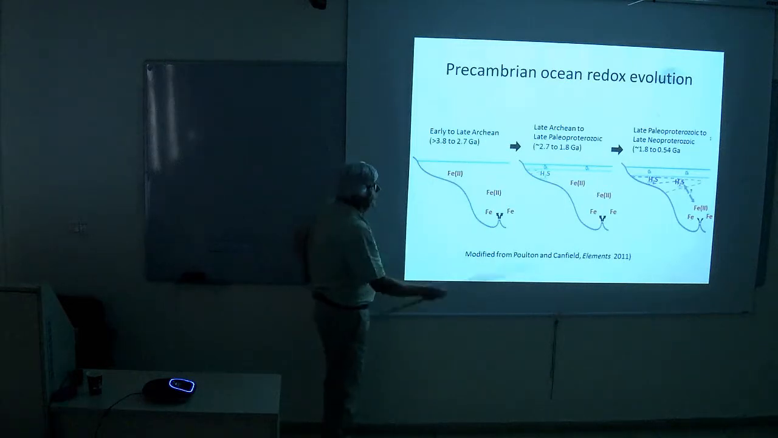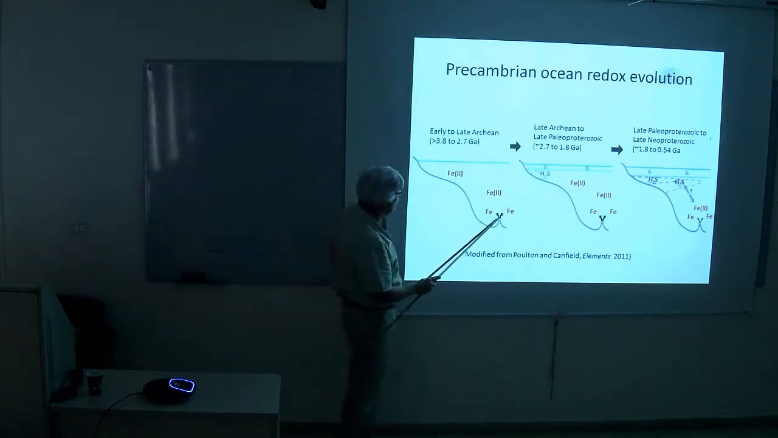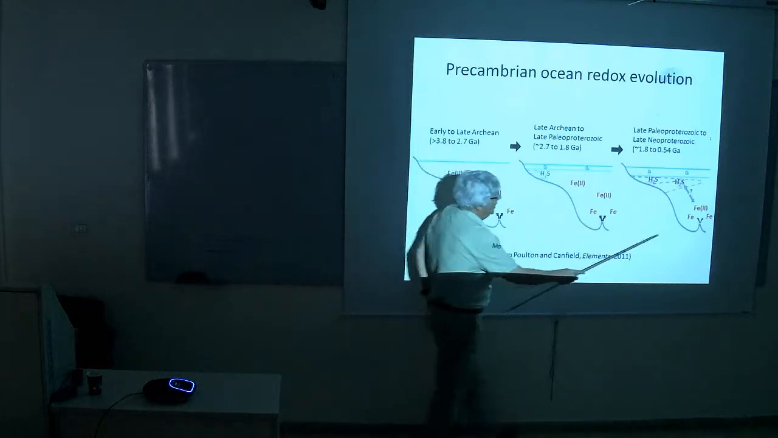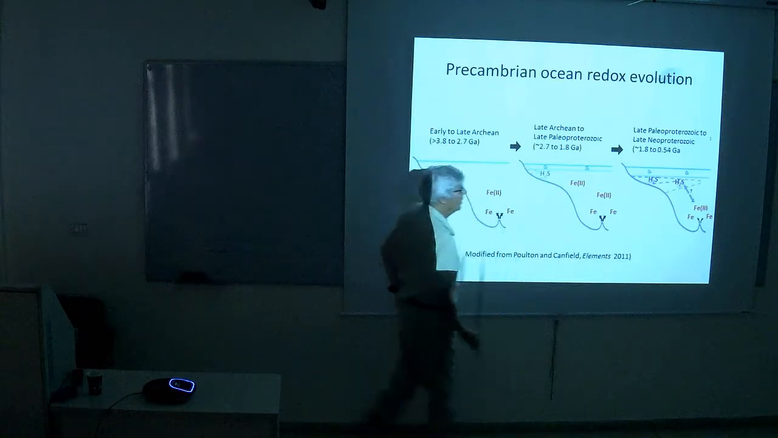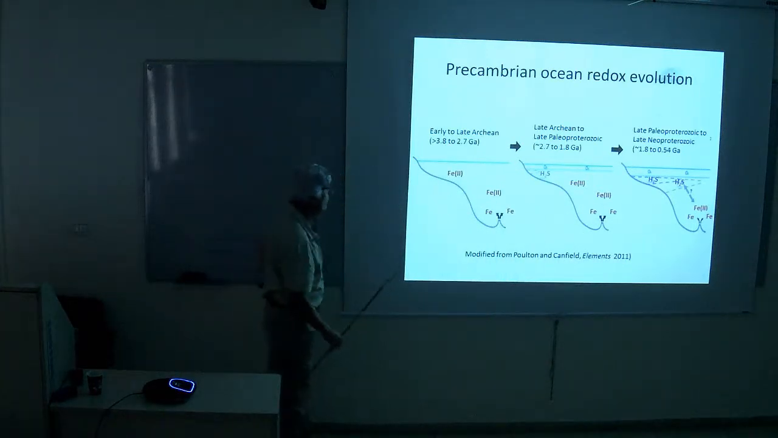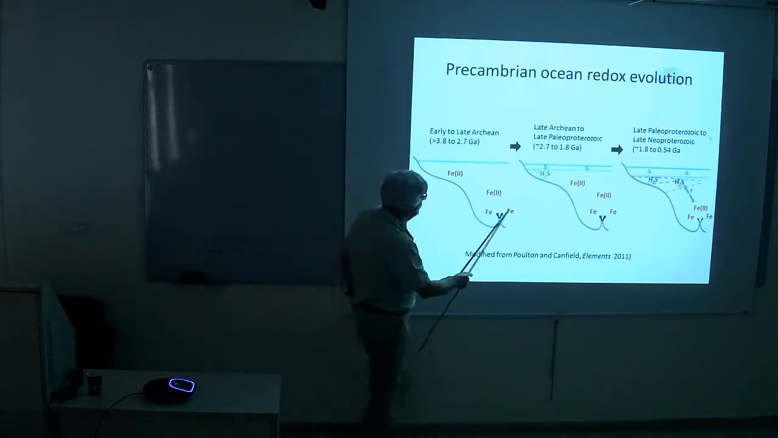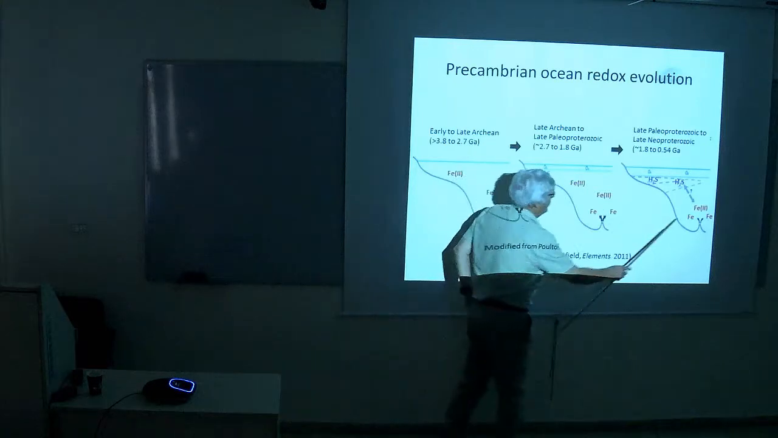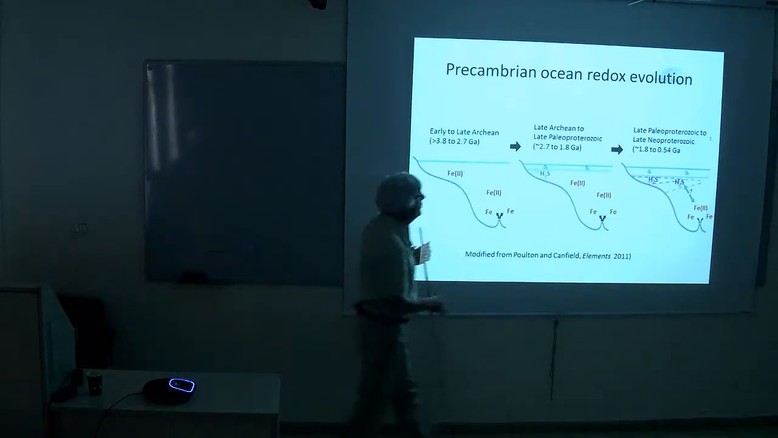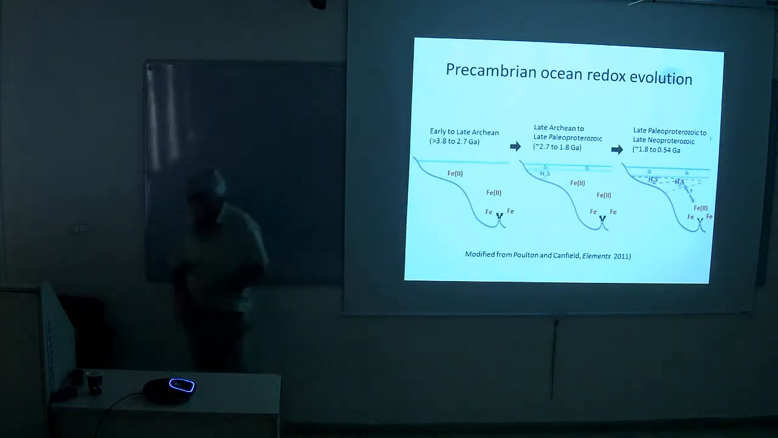Another point I want to note from this diagram is that the source of iron into these basins was assumed to be hydrothermal. From hydrothermal vents, from mid-ocean ridges, spreading centers, but the source was assumed to be hydrothermal. Now this, in fact, is not necessarily the case.